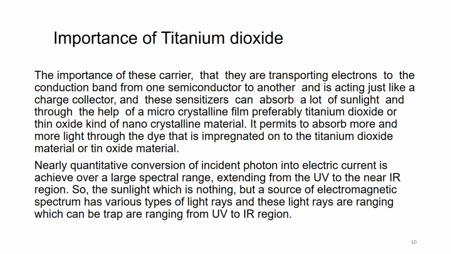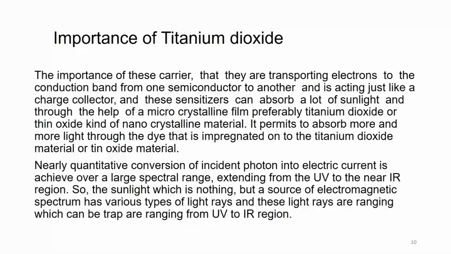Importance of titanium dioxide. The importance of this carrier is that it transports electrons to the conduction band from one semiconductor to another, acting just like a charge collector, and these sensitizers can absorb a lot of light. Through the help of a microcrystalline film, preferably titanium dioxide or tin oxide kind of nanocrystalline material, it permits absorbing more and more light through the dye that is impregnated on the titanium dioxide or tin oxide material. So, the dye is actually on the surface of titanium dioxide or tin oxide. The dye absorbs the solar light, and titanium dioxide or tin oxide nanocrystalline structures are basically acting as a carrier.